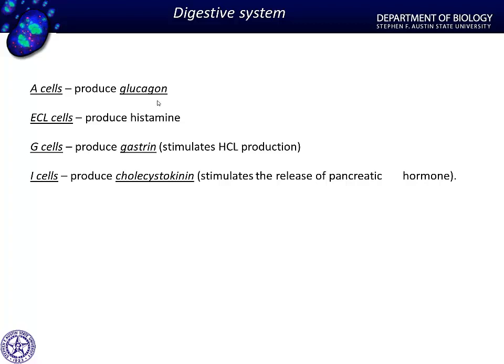But the different DNES cells we have are A cells. They produce glucagon. We're familiar with that. ECL cells produce histamine. The G cells produce gastrin, and this particular hormone is going to stimulate increases in hydrochloric acid production. And then we have I cells. I cells produce cholecystokinin, and cholecystokinin is going to stimulate the release of pancreatic hormones, but it is also going to stimulate peristalsis of the gallbladder. If you have to go in and have a gallbladder function test, the way they're going to cause your gallbladder to become active is they're going to provide you with cholecystokinin and then see how your gallbladder behaves.